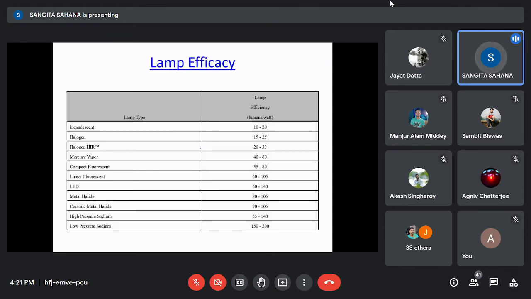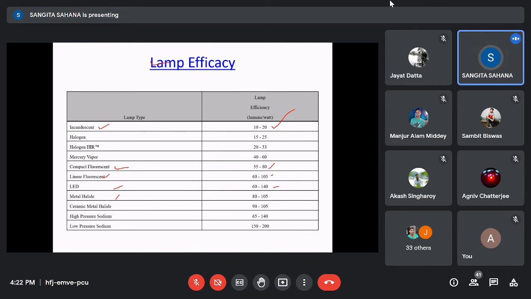So how energy efficient a lamp is or not, that we can understand by seeing the lamp efficacy. For example, the most energy inefficient lamp, the tungsten filament lamp, the incandescent lamp, has an efficacy of only 10 to 20 lumen per watt. For halogen, it's 15 to 25. For the CFL bulb that we use at our house, it's 55 to 80. The fluorescent tube is 60 to 105. For LED, it's 60 to 140.